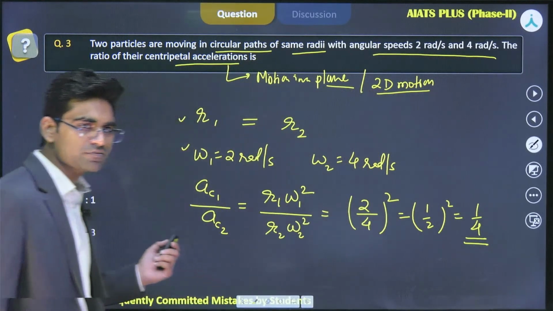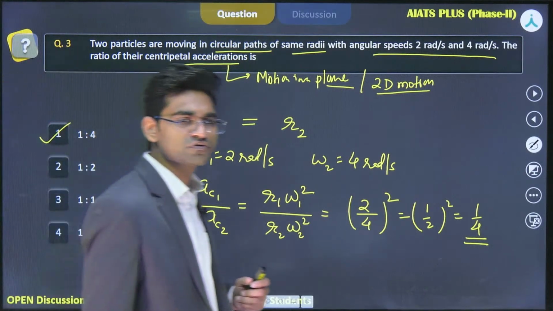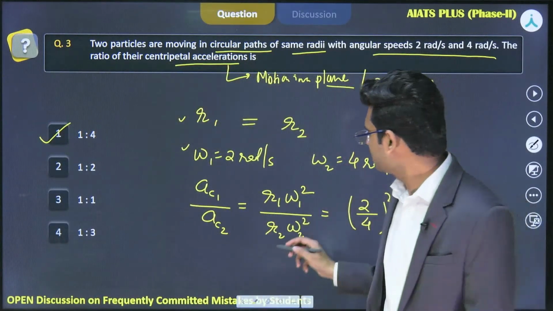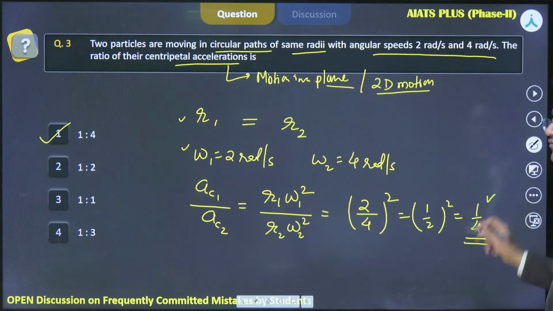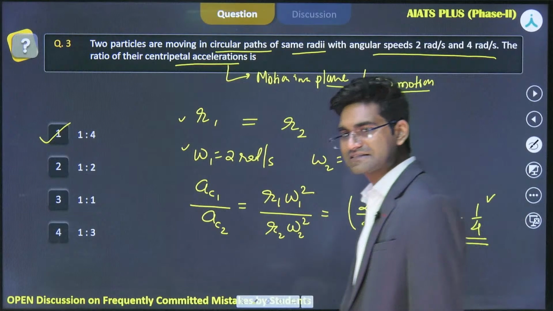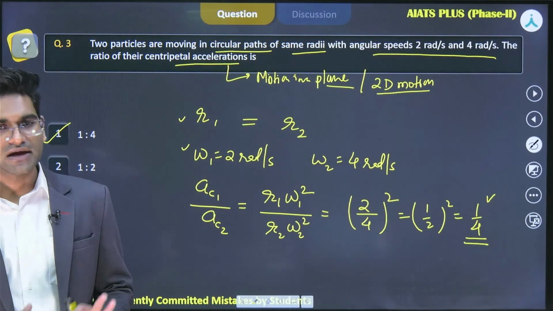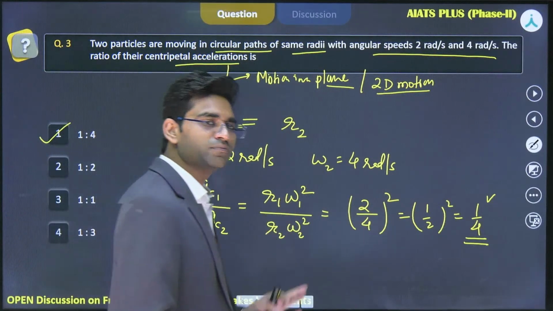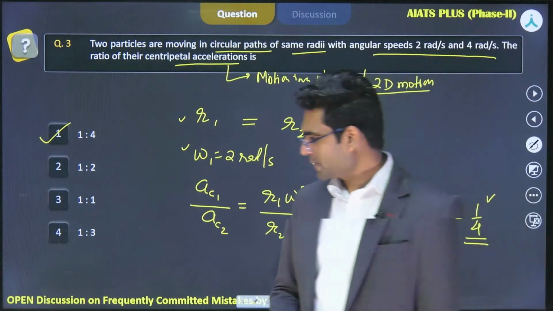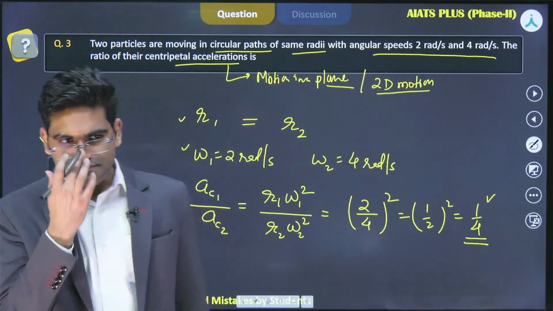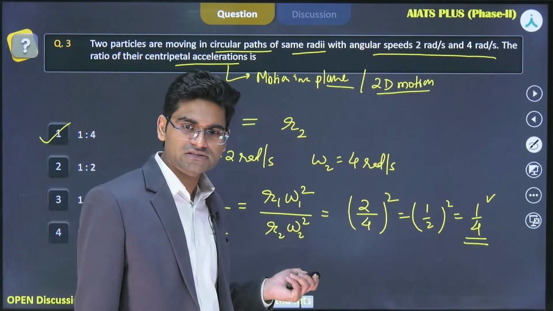Do we have this kind of option? Yes, the first option says the answer should be 1:4, and we have already calculated that the ratio of these accelerations is equal to 1 by 4. Alright, so option 1 is correct. I have taught you uniform circular motion, and with the help of these concepts we have solved this question. Any doubt so far? You can tell me. No? Shall we move to the next question then?